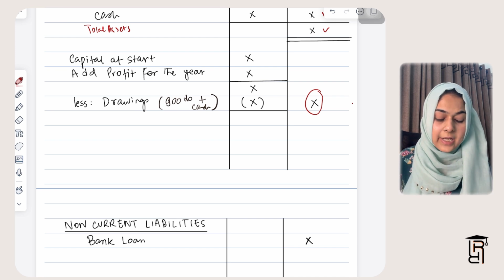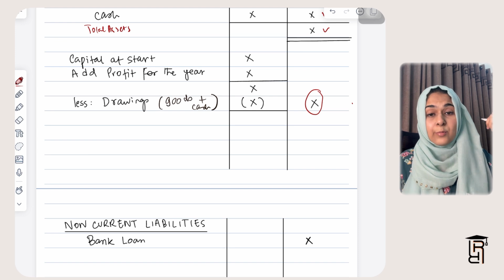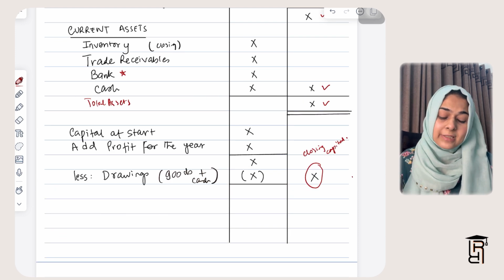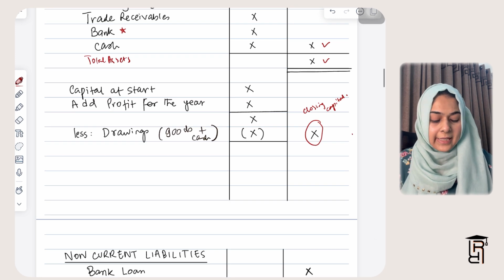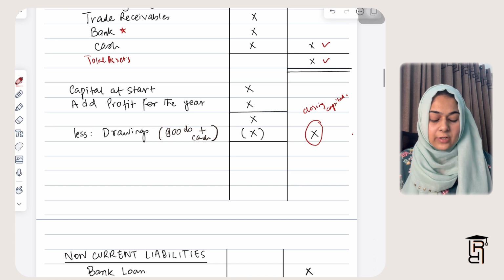Then we have current liabilities. In current liabilities, we have two important items. One is trade payables and the other one is bank overdraft. It's important to note that you can have a positive balance in the bank. If you have a positive balance in the bank, that is part of your current assets. If you don't have a positive balance in your bank, then that should be part of your current liabilities. So that will be your bank overdraft.